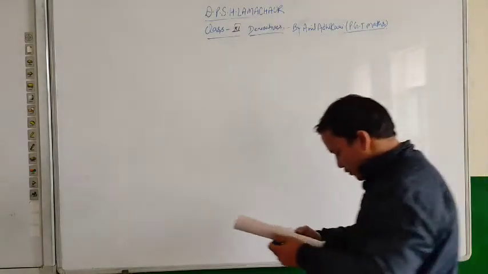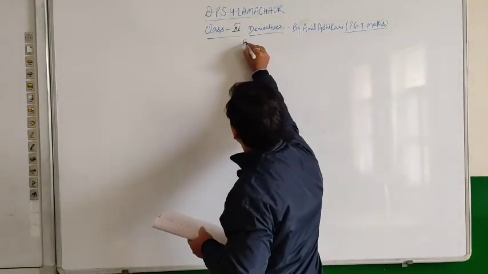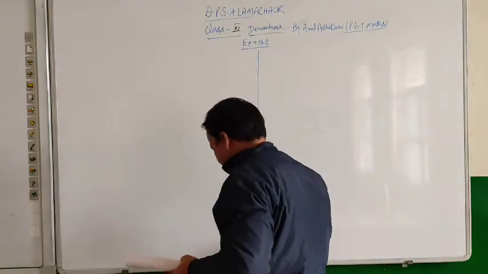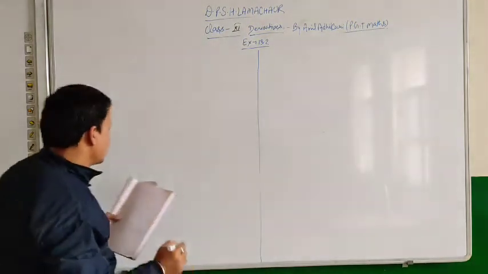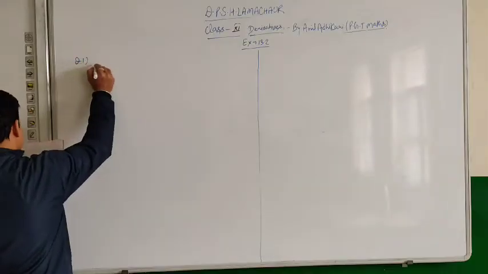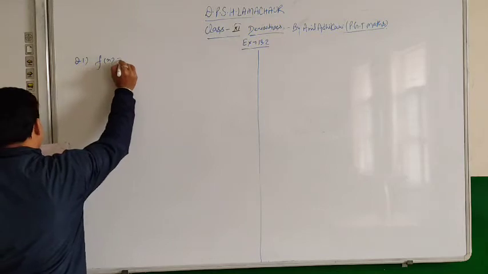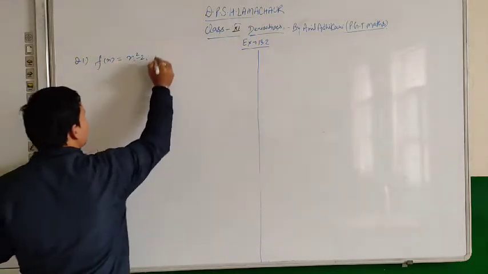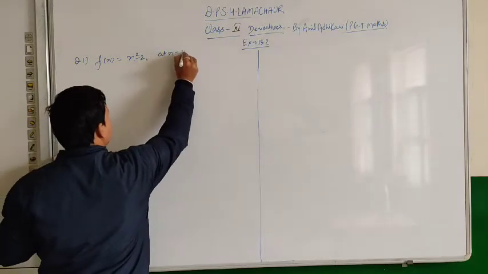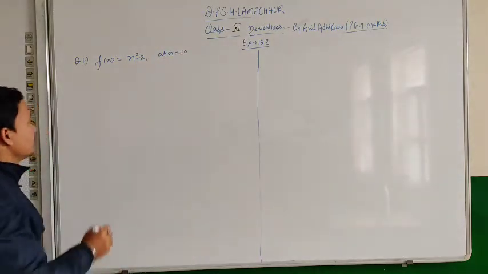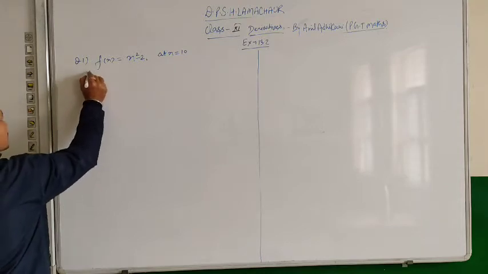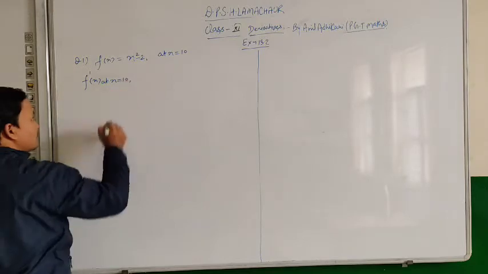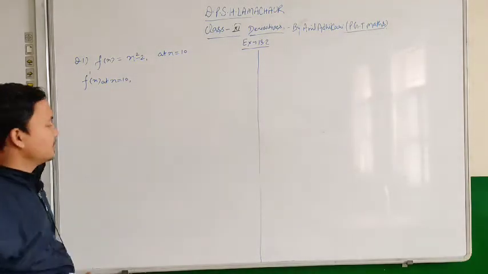So exercise 13.2, and the very first question of this exercise is question number first. The function has been given as f(x) is equal to x square minus 2, and we need to find its derivative at point x is equal to 10. Okay, it means that we have to find out the derivative of this function, that is f dash x at x is equal to 10. Okay. Now we will use the first principle here.